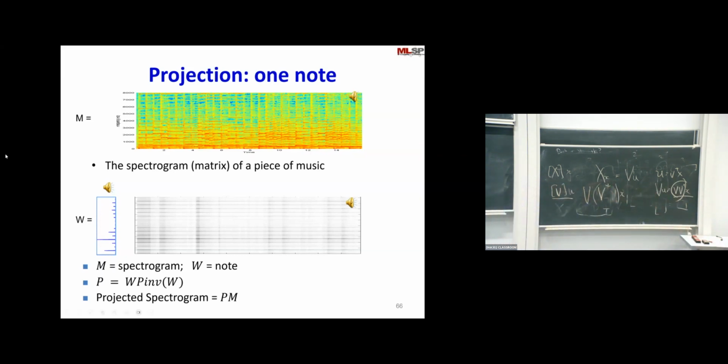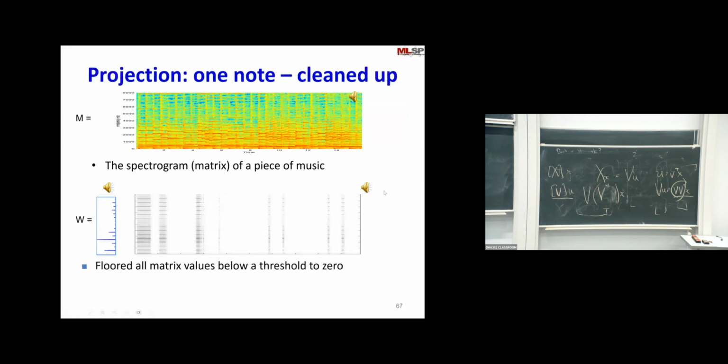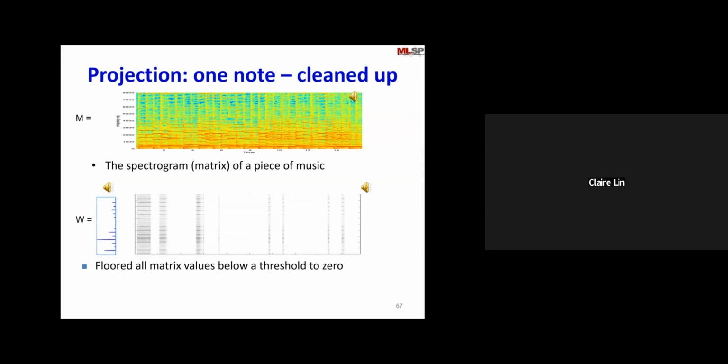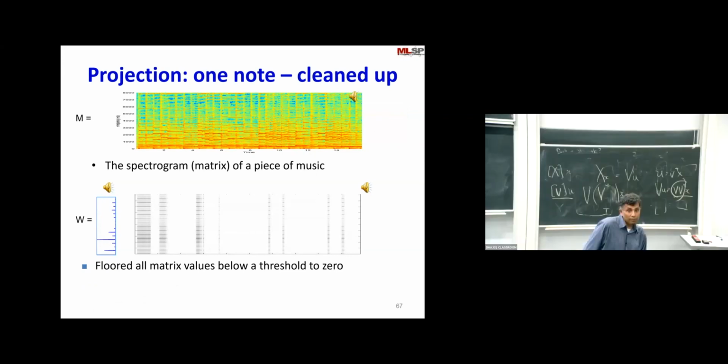So here is the note. Well, this is the original music. So I actually projected it down onto that, and there's some noise cleaned up. Let's hear this. It's only playing those portions of the music where that particular note was played. So that's what a projection is doing in this case.